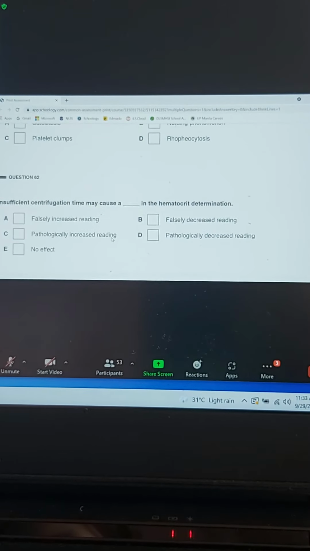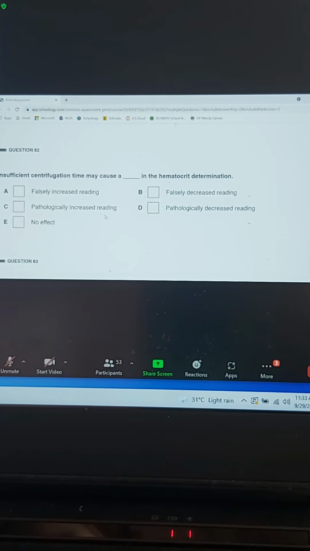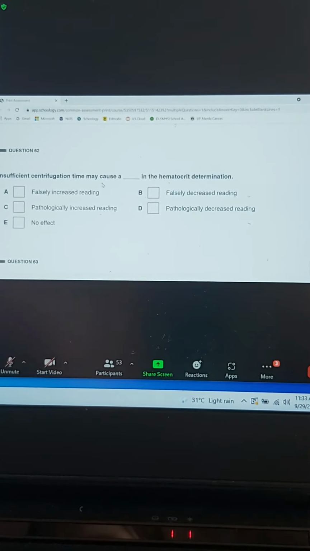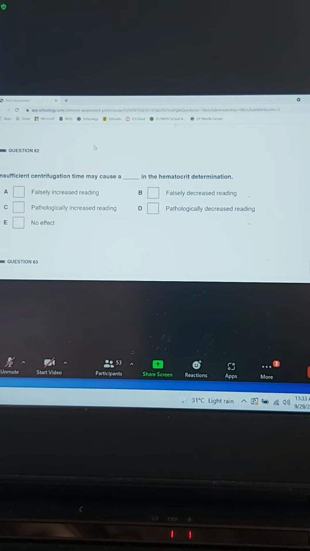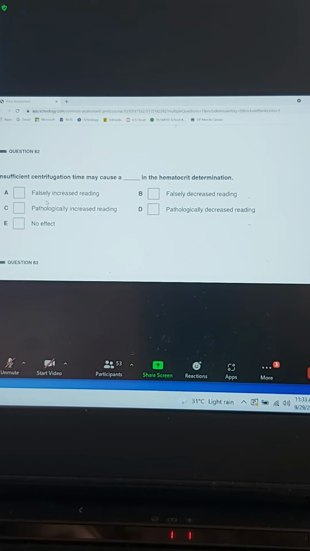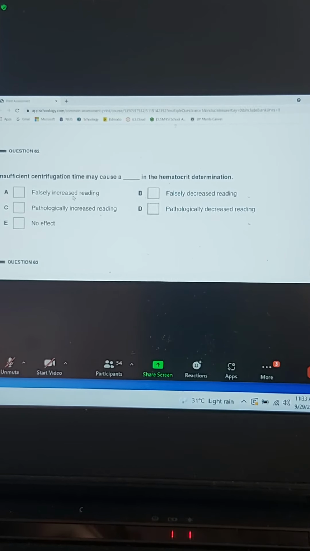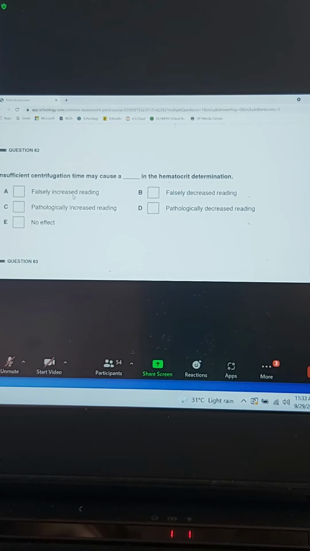Number 62. Okay, so insufficient centrifugation time may cause a falsely increased hematocrit determination. Okay, so this will be falsely increased kasi hindi siya magsasettle adequately sa bottom ng ating microhematocrit tube or ng capillary tube.